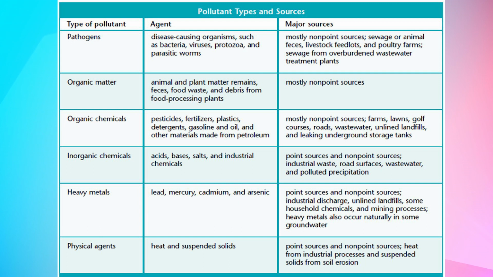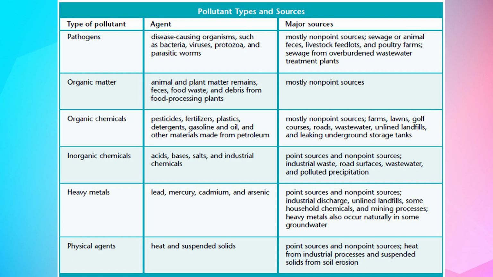Organic chemicals involve the agents pesticides, fertilizers, plastics, detergents, gasoline, oil and other materials coming from petroleum, whereas the sources are non-point sources such as lawns, farms, golf courses, roads, wastewater, etc. Inorganic pollutants involve the agents acids, bases, salts and industrial chemicals, and the sources are point as well as non-point sources.